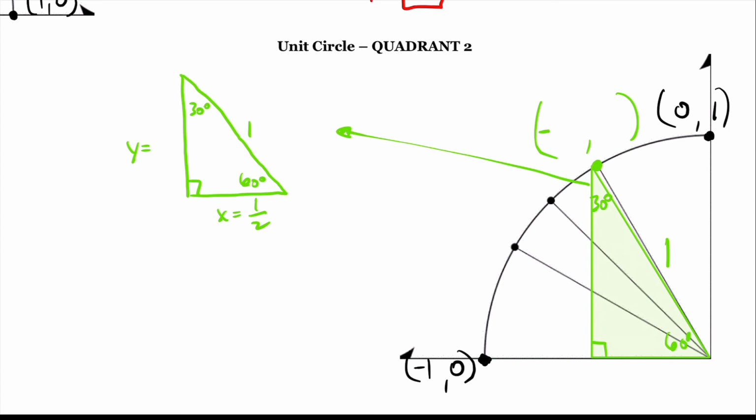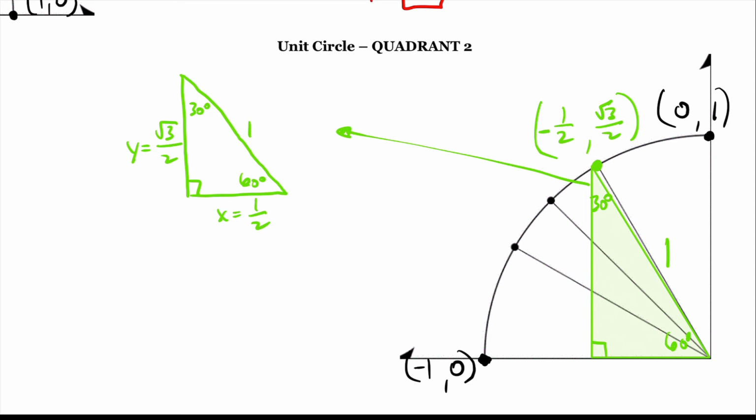Take a wild guess. What do you think Y is going to be? Square root of 3 divided by 2. Let's put that in. So now X, I have to go on the left, so it's going to be negative. Negative how much? Negative 1/2. How much do I go up? Positive, right? Because I go up.